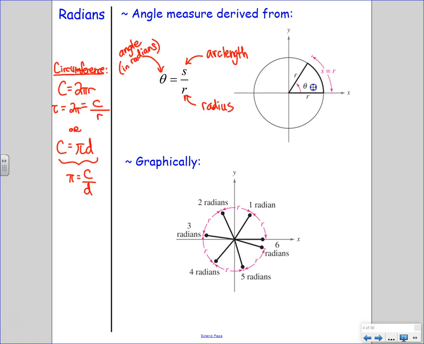radians don't do C over D, radians do C over R, which means there aren't pi radians in a whole circle. There are 2 pi radians in a whole circle. Now let me show it to you one more way.